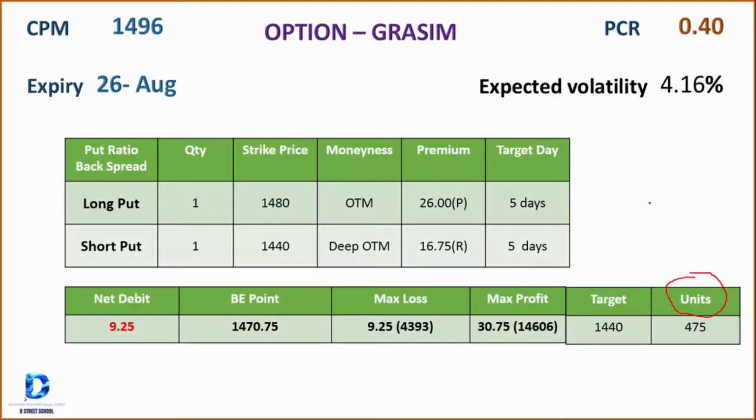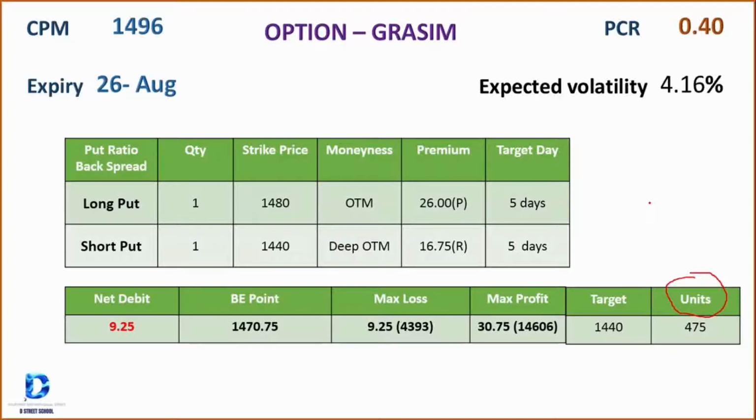So as I said initially, I hope you remember that. The reward is 3 times greater than the risk. Here the risk is 4,300 and the reward is 14,600. So this is going to be a good trade if it works, it favors us. Let us see how it performs in upcoming dates.